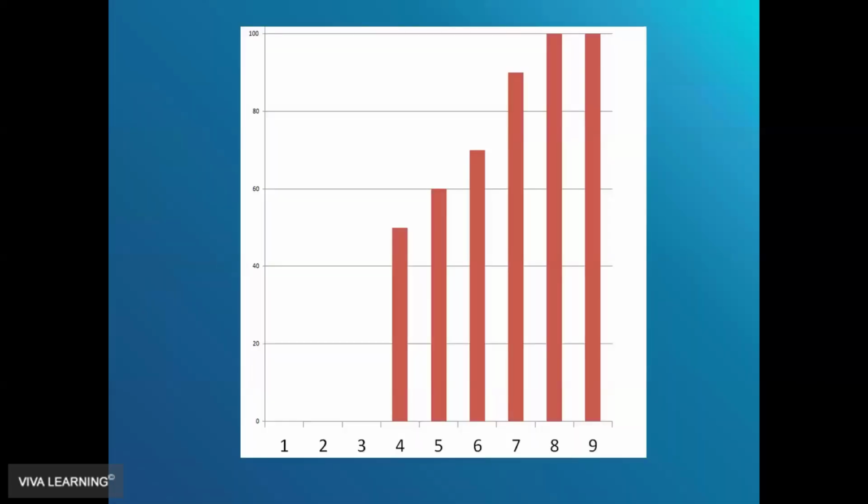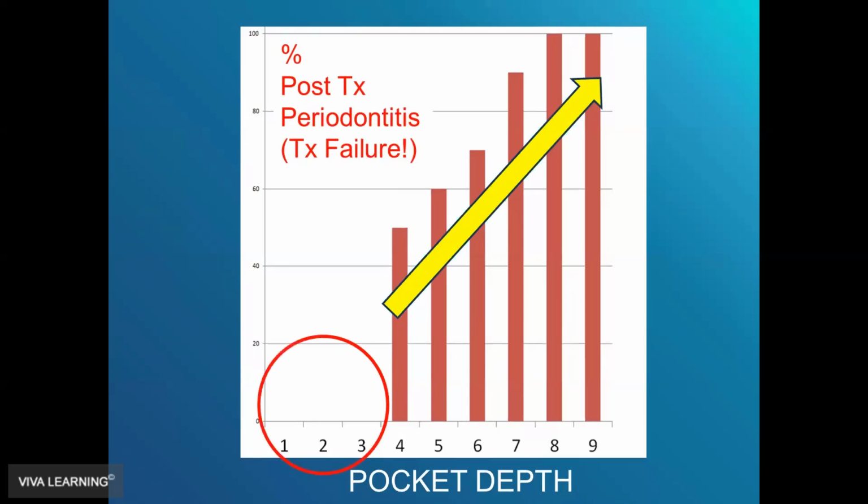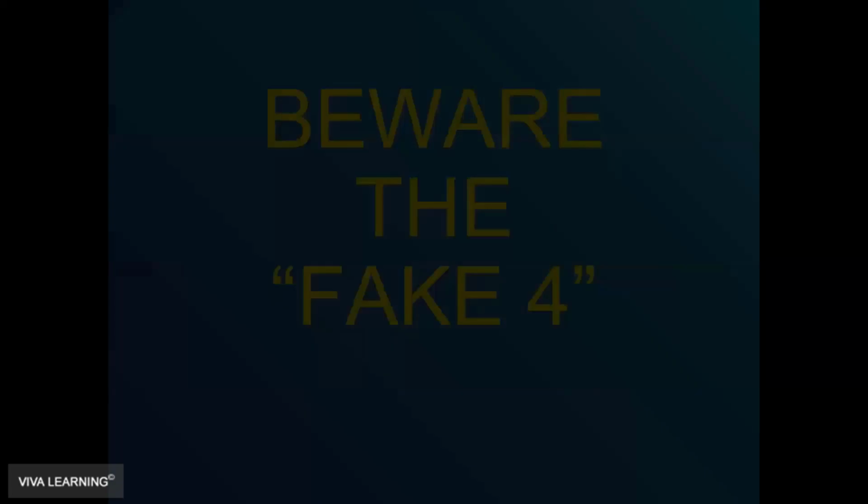So if we look at a representative graph of post-treatment periodontitis, basically perio recurrence or treatment failure versus pocket depth, as you know, the deeper the pocket depth, the more disease recurrence we get. But down here in the 1 to 3 millimeter range, in the shallow pockets, we basically get no recurrence as long as we have good oral hygiene. So this is what we're going to focus on.